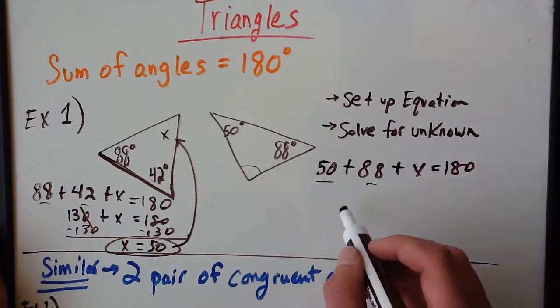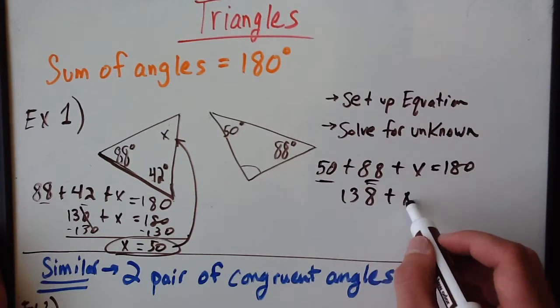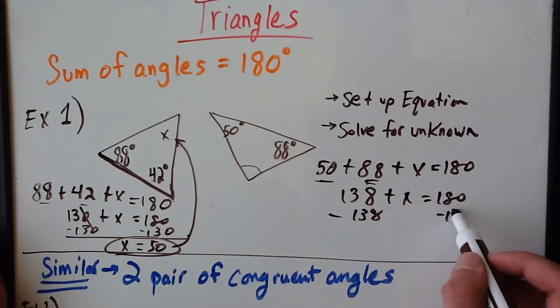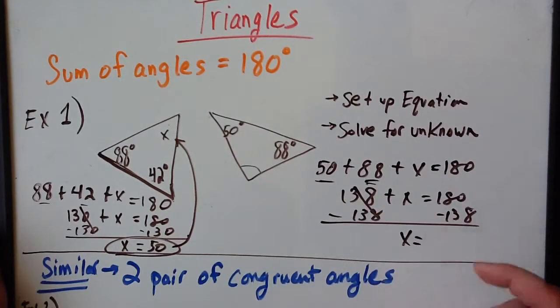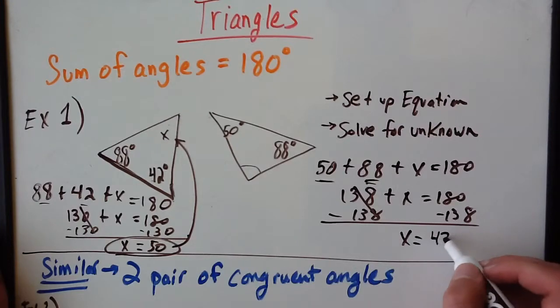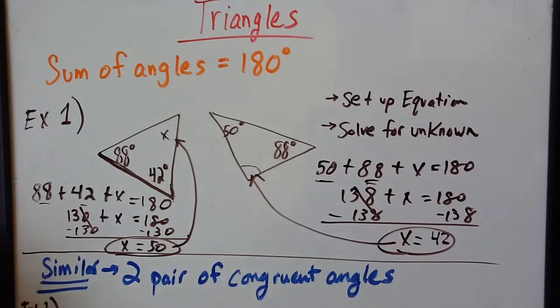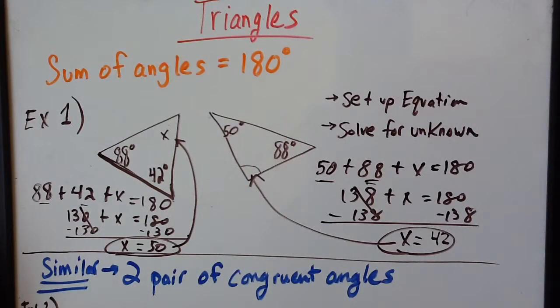50 plus 88 is 138, plus x equals 180. Move the number to the other side by subtracting 138, and x, the unknown angle, is 180 minus 138, which is 42. Alright, so this angle right there is 42 degrees. Again, if you add 50 plus 42 plus 88, you would get 180 degrees.